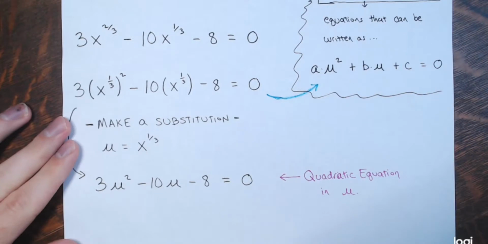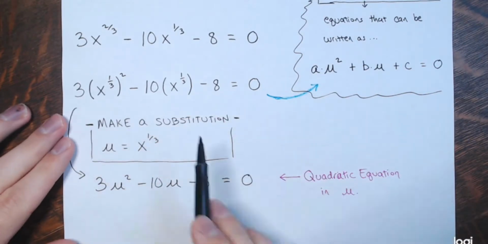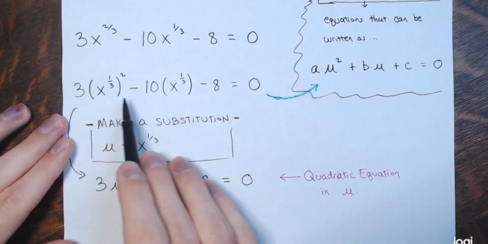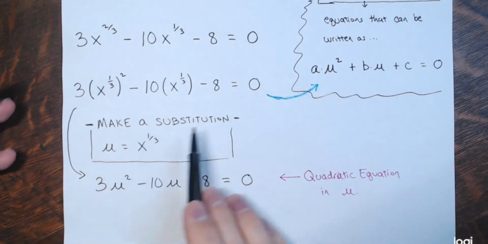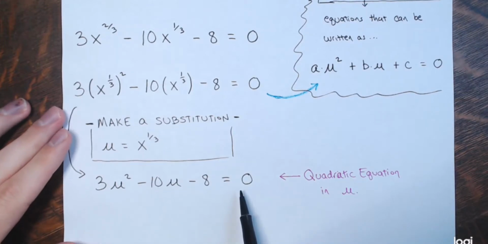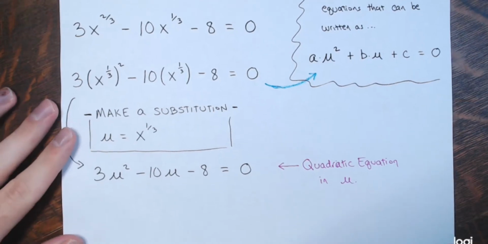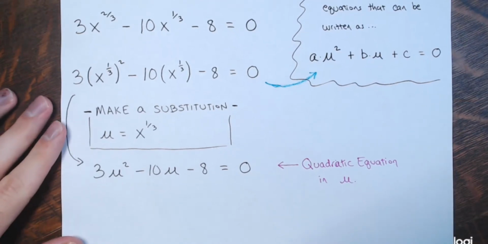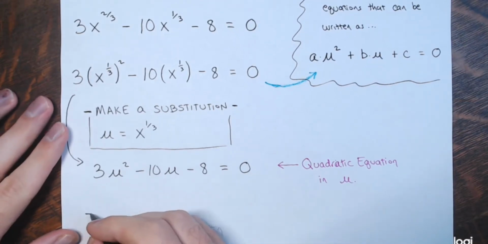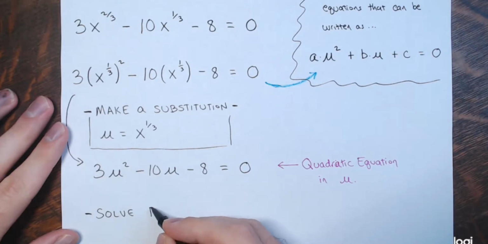All right, so what we're going to do is make a substitution. Once I recognize that the equation is quadratic in form, I'm going to make a substitution to change it into a quadratic equation in some variable. In this case it's u. In most of these cases I'll just make it u. And then we solve for the substitution variable, solve for u.